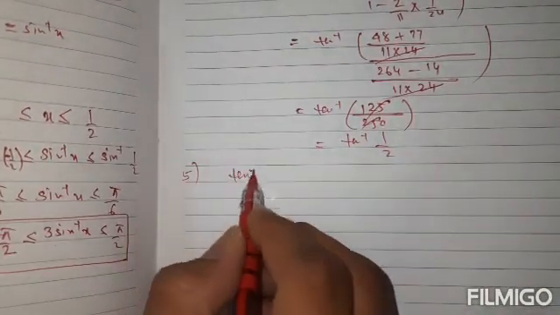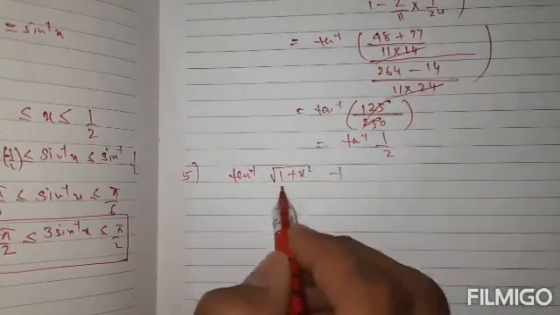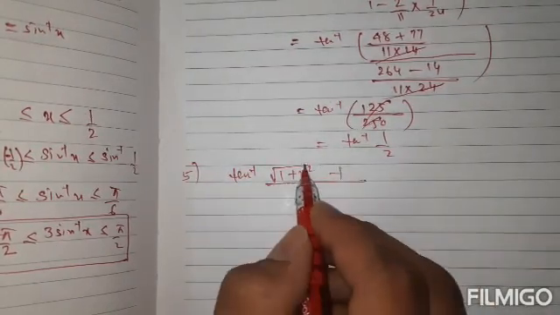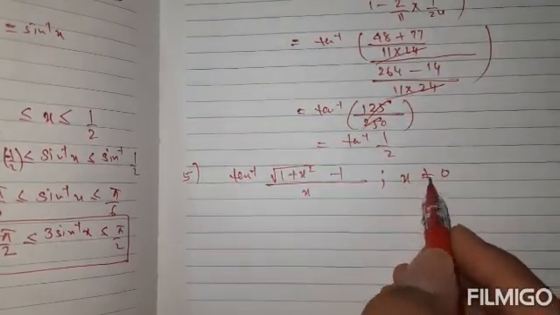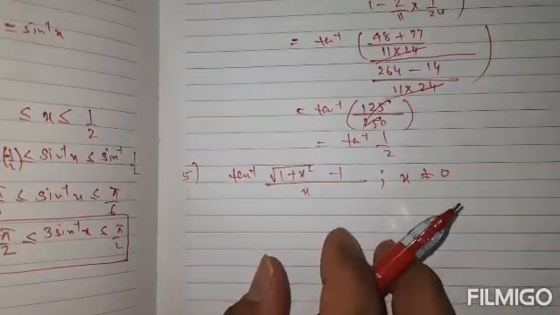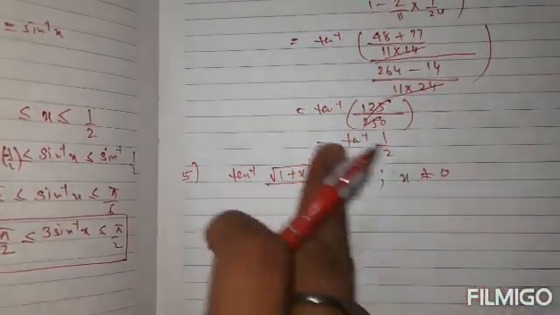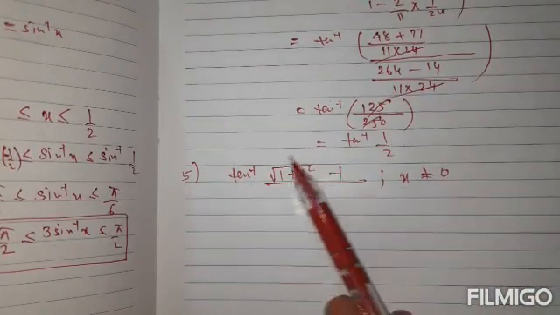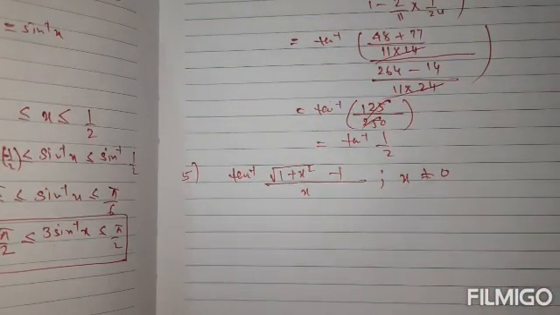Tan inverse of (square root of 1 plus x square minus 1) upon x. It is given that x is not equal to 0. See students, x is not equal to 0 is given already. We need not do any kind of simplification to this domain. It is already given. Only we have to simplify this expression. Obviously this is very complicated, so we have to think of what kind of substitution we can do.